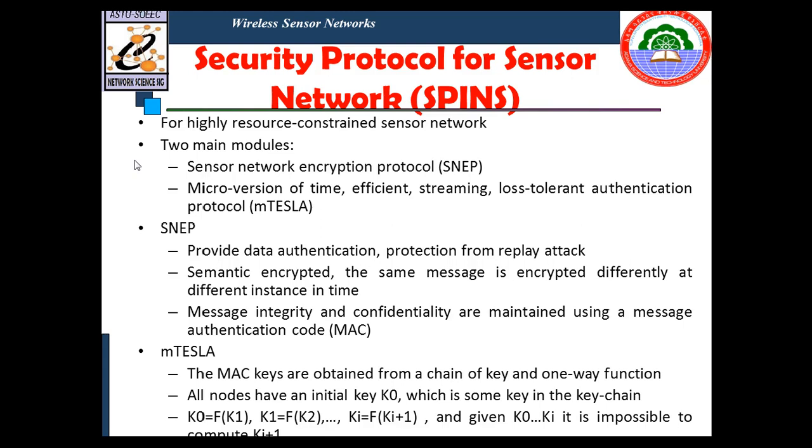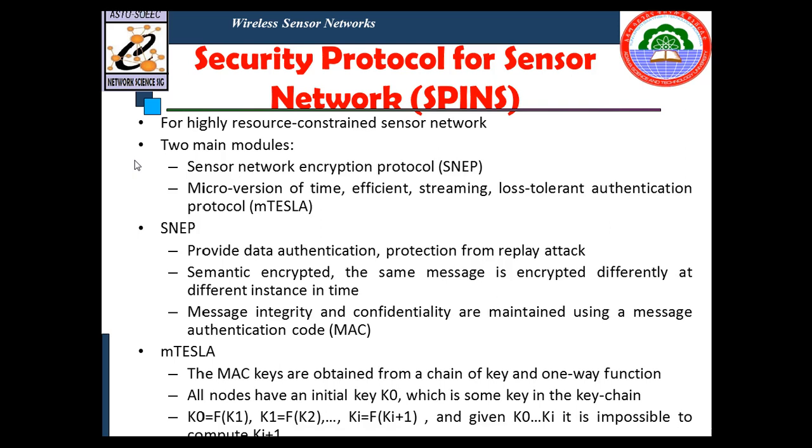So another protocol meant for security is the security protocol for sensor networks, SPINS. In this, there are two modules for highly resource constrained sensor networks: SNEP, the sensor network encryption protocol, and the micro version of TESLA, that is MicroTESLA. You can call this the time efficient streaming loss tolerant authentication protocol. So SNEP provides data authentication and protection from replay attack. It is semantically secure, meaning the same message is encrypted differently at different instances in time. Message integrity and confidentiality are maintained using a message authentication code, just like a MAC.